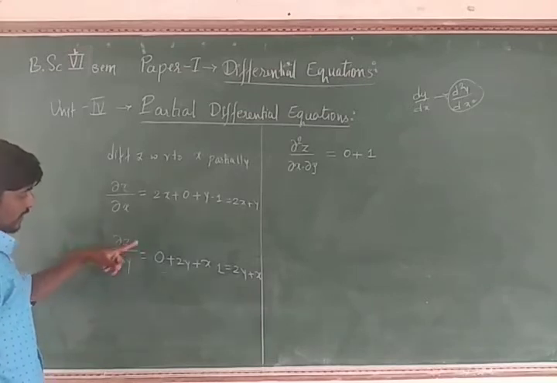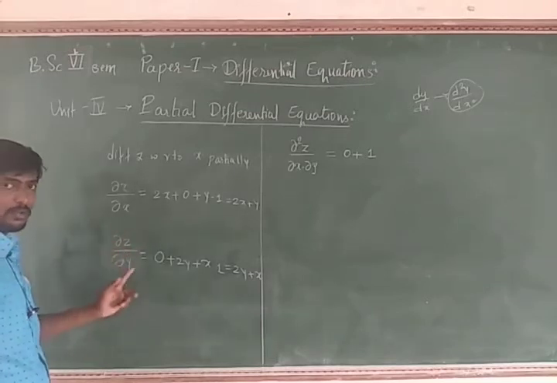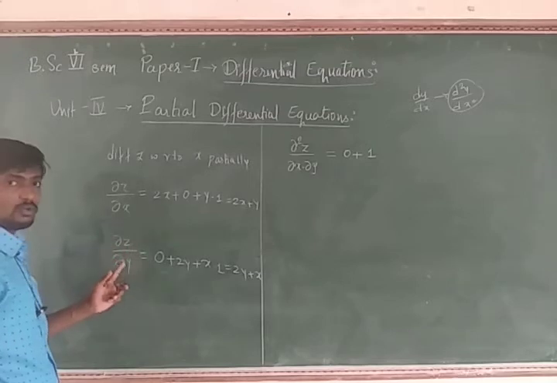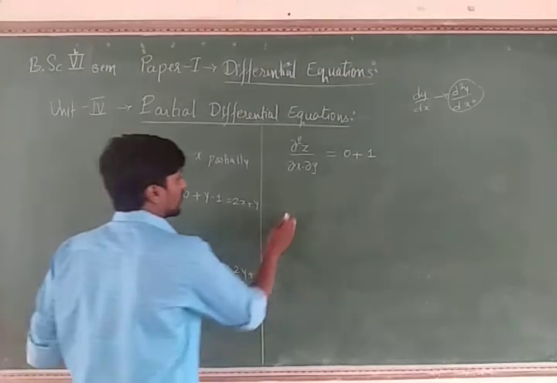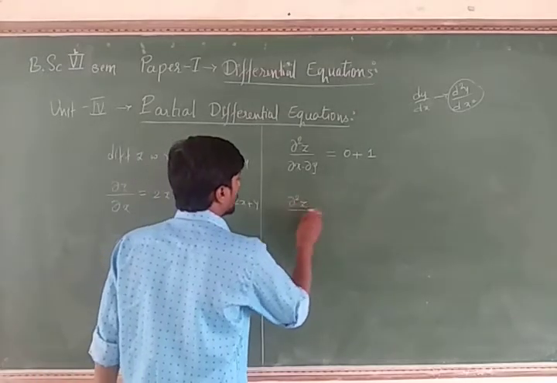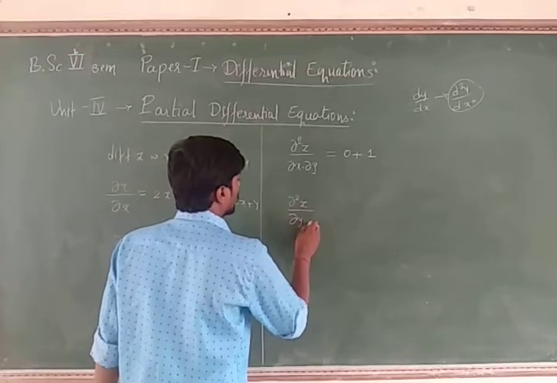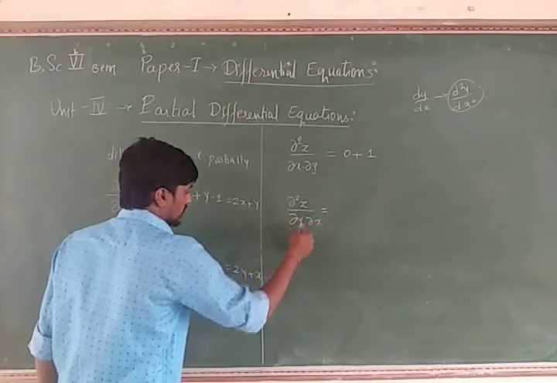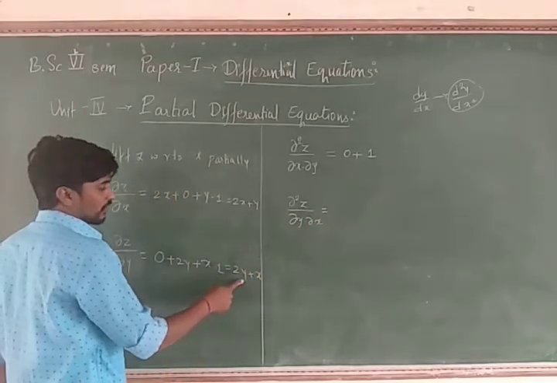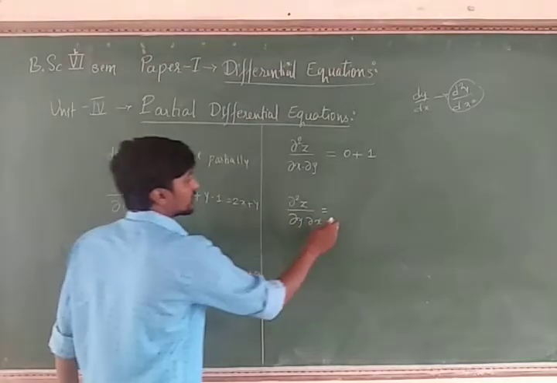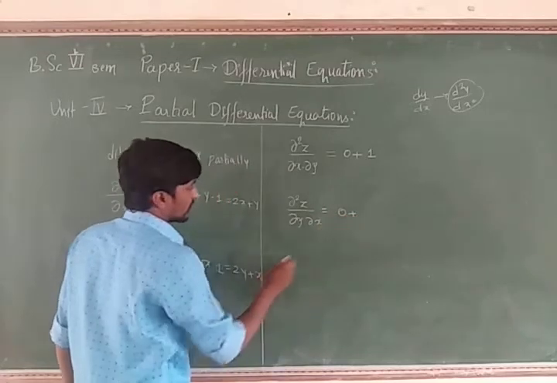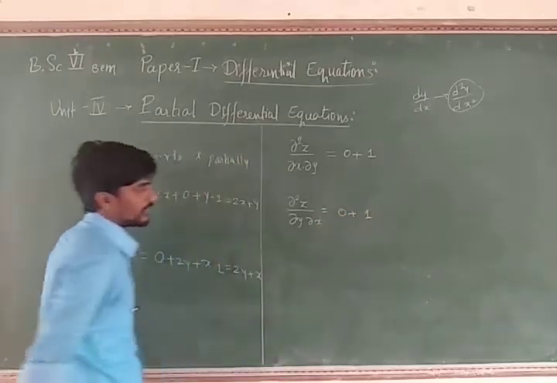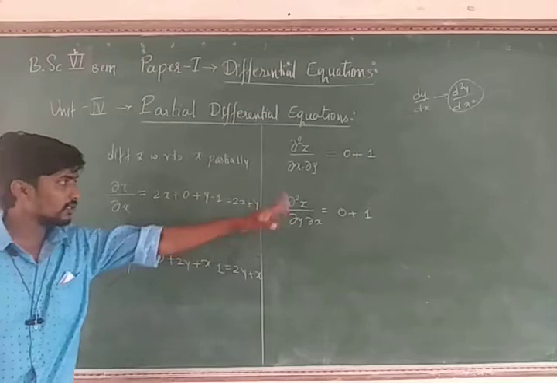So now again differentiate this value. Again differentiate this value. So with respect to x, we will differentiate ∂²z/∂y∂x. So with respect to x, y becomes a constant. The value of this thing is 0 and the value of x is 1, because the differentiation of x is 1 as it is.